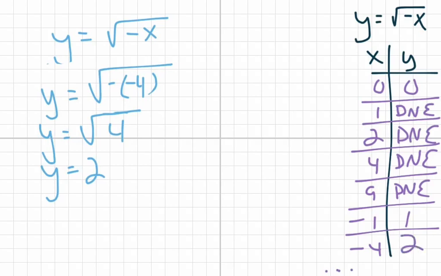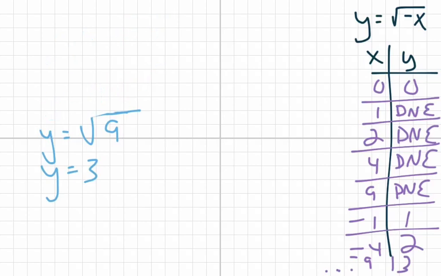And let's just do one more. Let's put a negative 9. I don't know if it'll let me do a negative 9. Maybe it will. I just want to try to get a nice graph here. So I put in a negative 9, and of course the opposite of the opposite is a positive 9, and I get 3. So now let's take a look at what this does graphically.